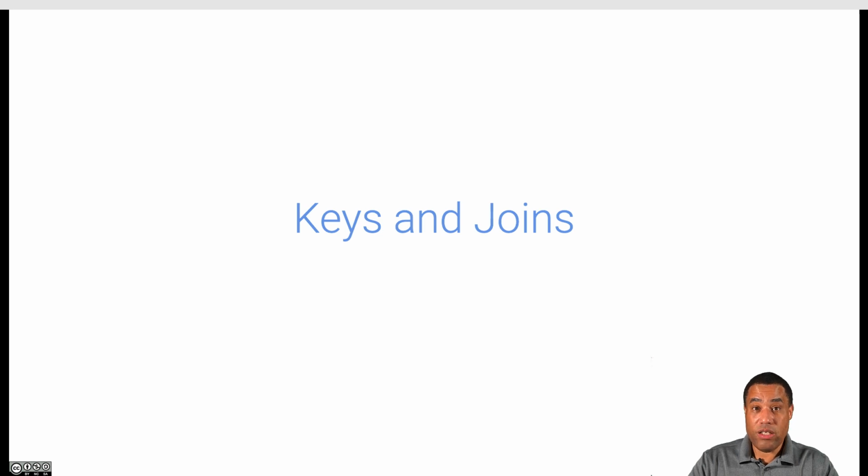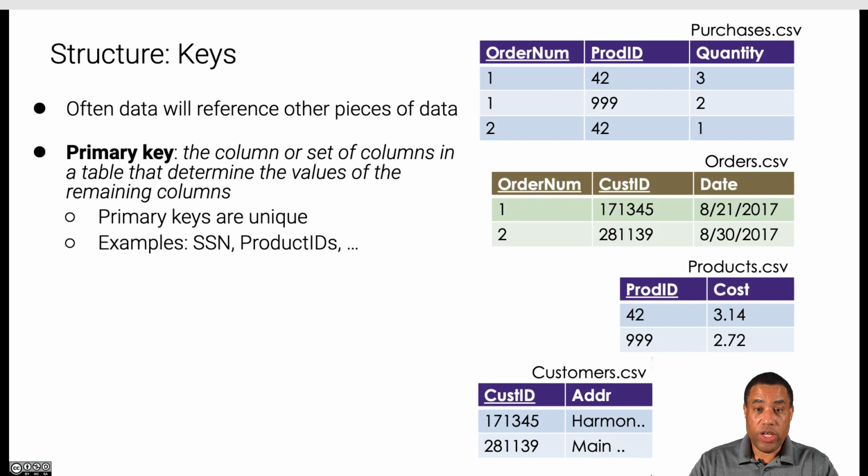Let's look at keys and joins. So here we have 4 CSV files. We have purchases.csv, orders.csv, products.csv, and customers.csv. And often the data will reference other pieces of data. So in each one of these, we can define a primary key. This is the column or set of columns in a table that determines the values of the remaining columns.